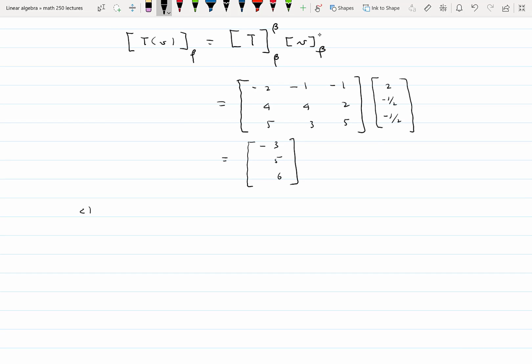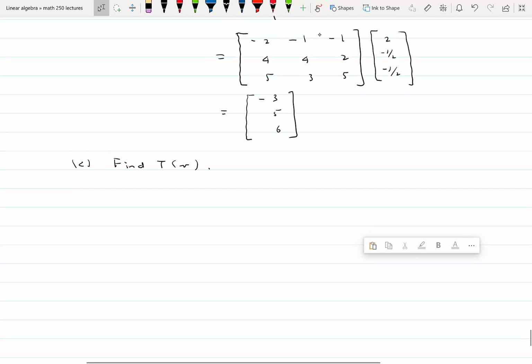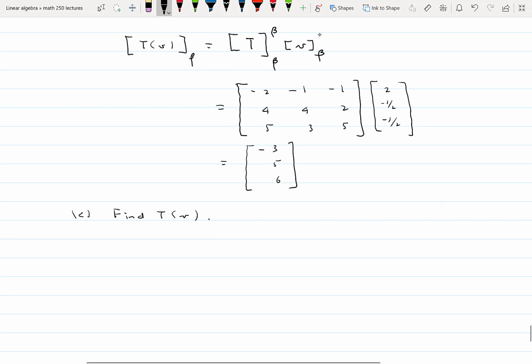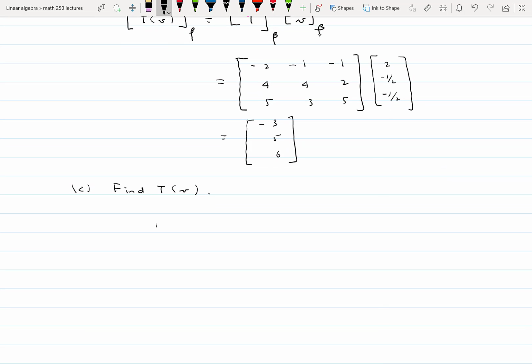So part C is going to seem silly. Find T of V. It may not seem silly at first, but I'll show you why it's going to look pretty silly. T of V is very simple now. We know the coordinates of T of V. We just found them with respect to the basis beta.